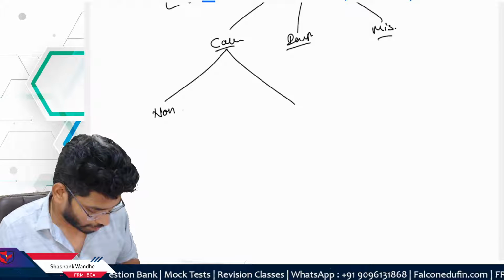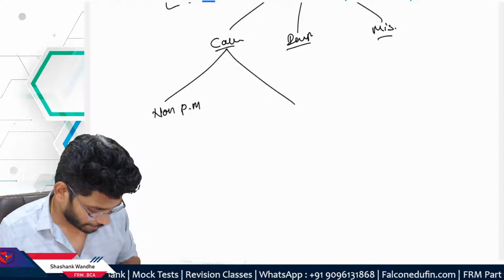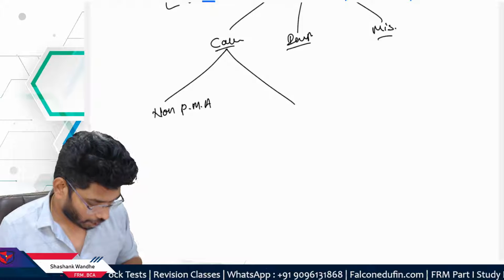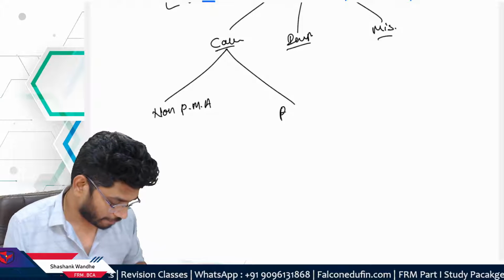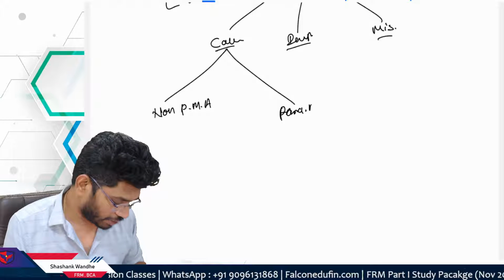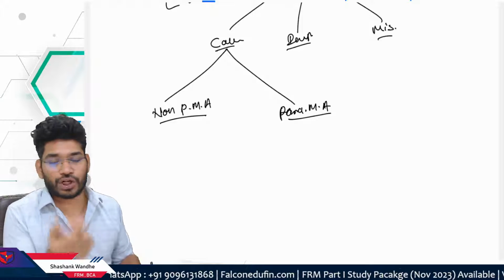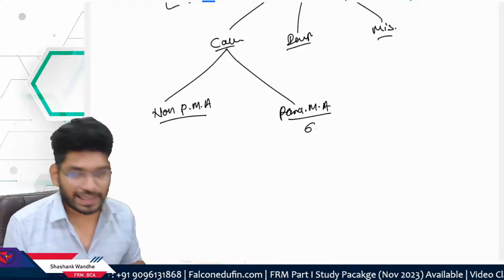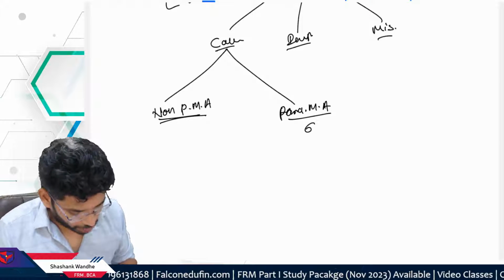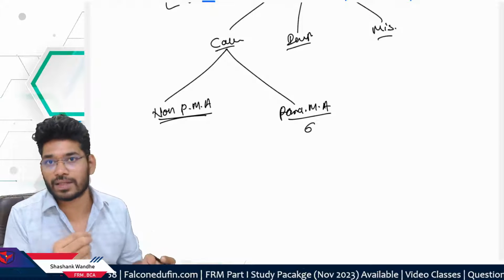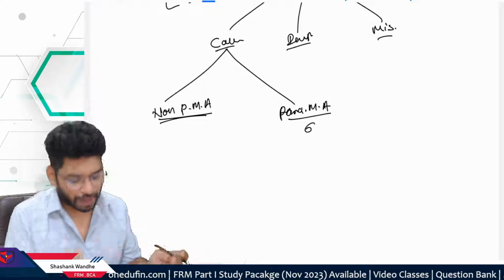First is the non-parametric approach, and then we have the parametric approach. In parametric approach, we use sigma. In non-parametric approach, we don't use any parameters, and that's why this particular approach is known as the non-parametric approach.